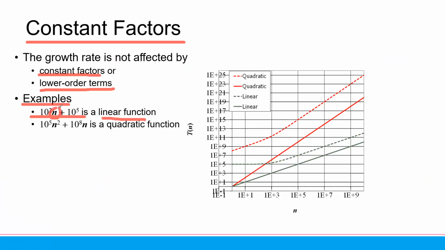Okay. So if I have, like, 2000 multiplied by n plus 5152, what is the function? This is still a linear function because we have only n. Okay.